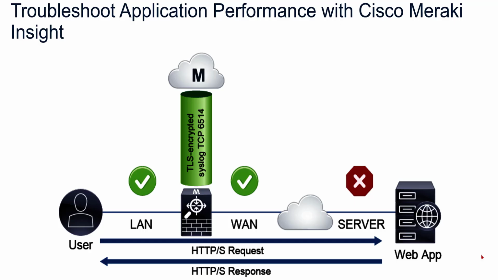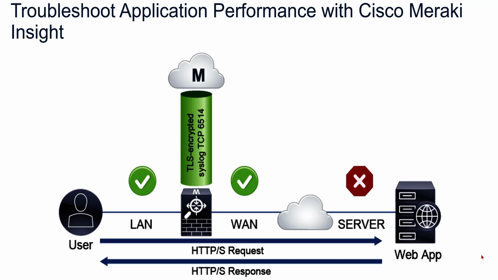Look at the flow on the screen. We've got user to LAN to MX to WAN to server, which is our web app, and Meraki Insight analyzes that entire transaction, the HTTP request, the HTTP response, and if it breaks, it's going to break down the performance across each one of those segments. The LAN performance, the WAN performance, and ultimately the server response time.